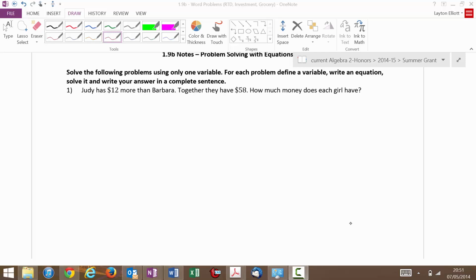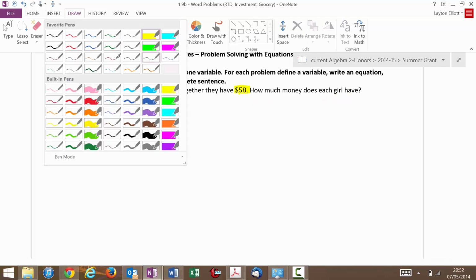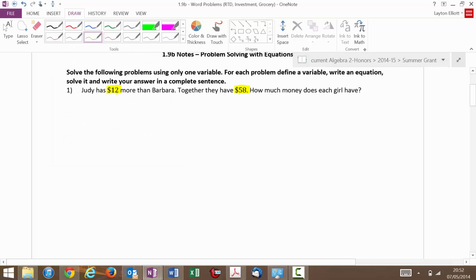We start off with a basic problem where we're trying to figure out how much money each person has. Now, the question says to solve each problem using only one variable, and we're going to do that. I always start by reading through. Judy has $12 more than Barbara. Together they have $58. As we look, we see that we have two amounts here, and then it says how much money does each girl have. That will give us an indication as to what the variable should be.